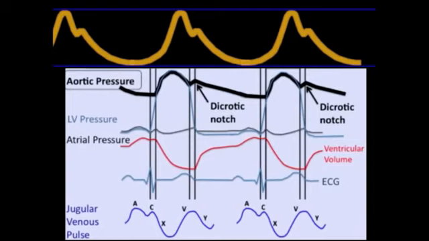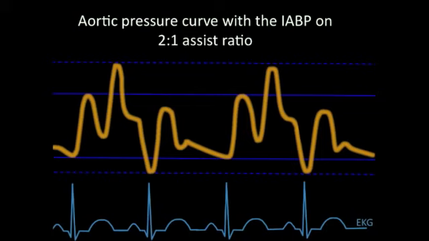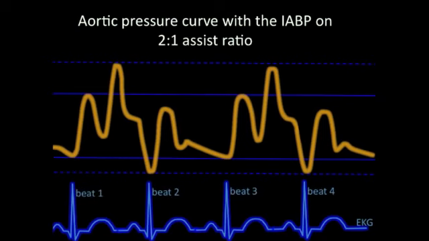Okay, so once we understand the normal aortic pressure curve, we encounter the following scenario. Now, this is an aortic pressure curve in a patient that has a balloon pump with a 2-to-1 augmentation. It looks a little different from what we're used to seeing. So the first thing we can do to try and orient ourselves is to look at the bottom of the screen where we have our EKG strip. So here we can at least tell that we're dealing with 4 different beats.